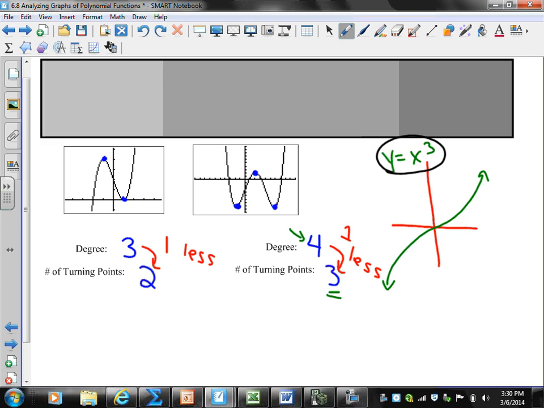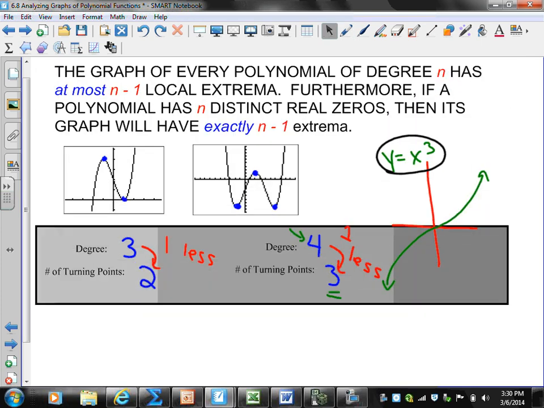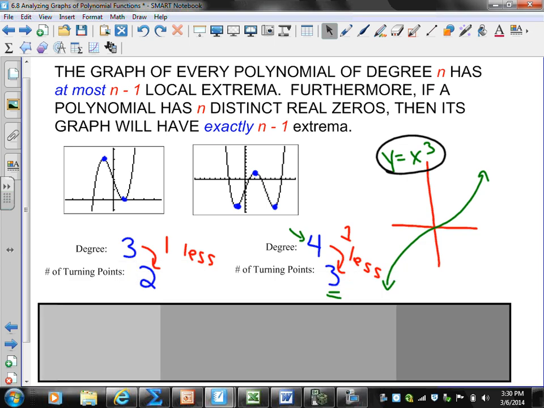So if you want to see the formal definition, this is from your book here. It's kind of a mouthful, so I wouldn't be too worried about it. Definitely don't memorize this, but you should understand the idea behind it. The graph of every polynomial of degree n has at most n minus 1 local extrema or turning points. Sorry about this.